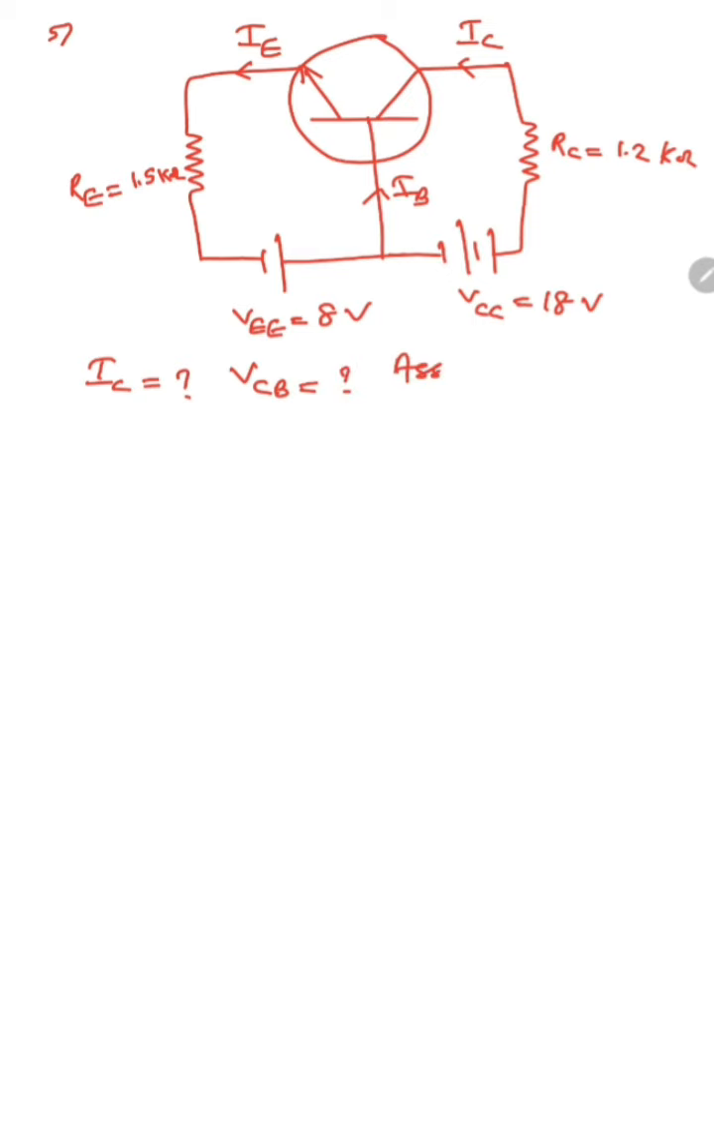Assume the transistor to be of silicon. So here the problem is somewhat more complicated. You have to apply Kirchhoff's law to the emitter side loop first. So this is the first loop. So here apply Kirchhoff's law.